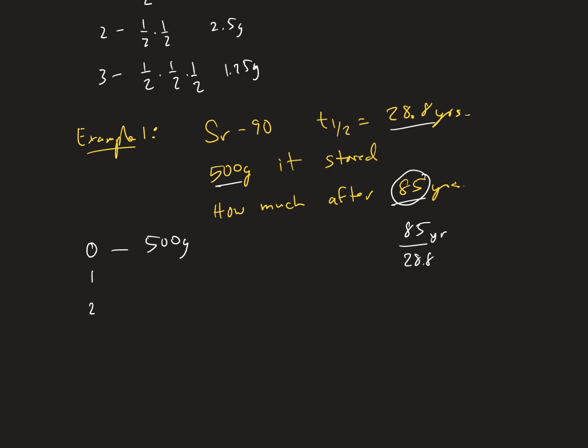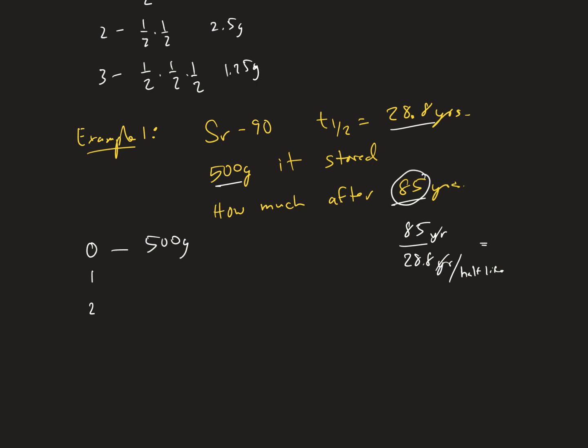Actually, this is years per half-life, right? So years cancel out, and the half-life goes to the top, so that's going to give us the number of half-lives. So again, we can use dimensional analysis to help us know what math we've got to do.